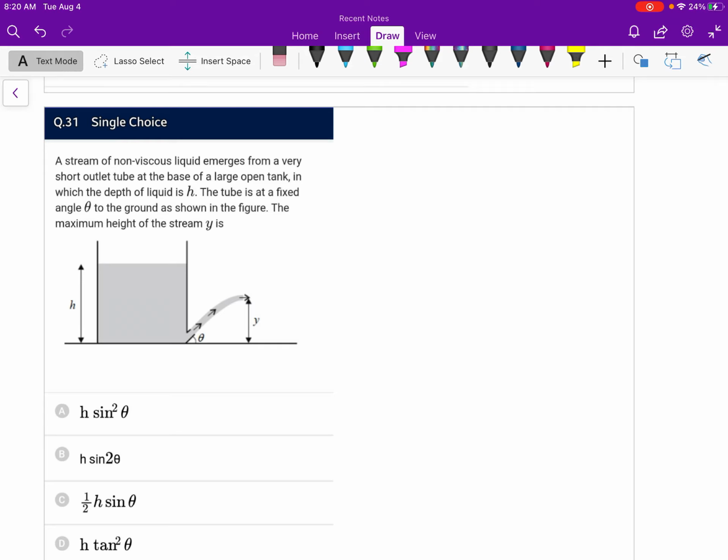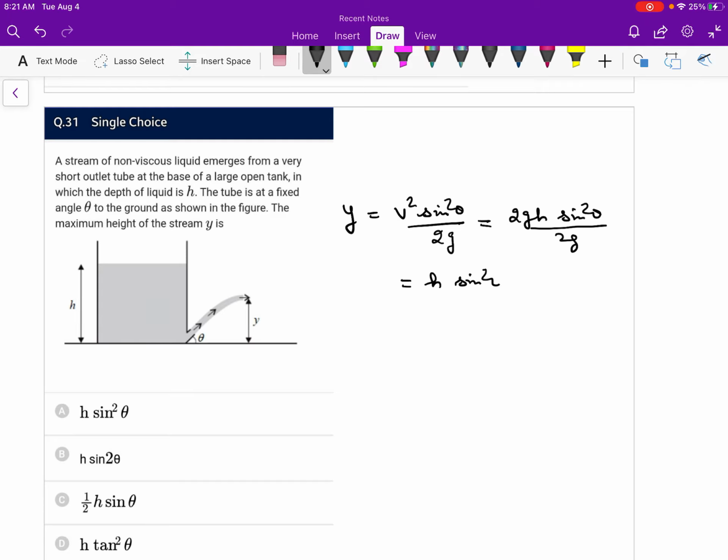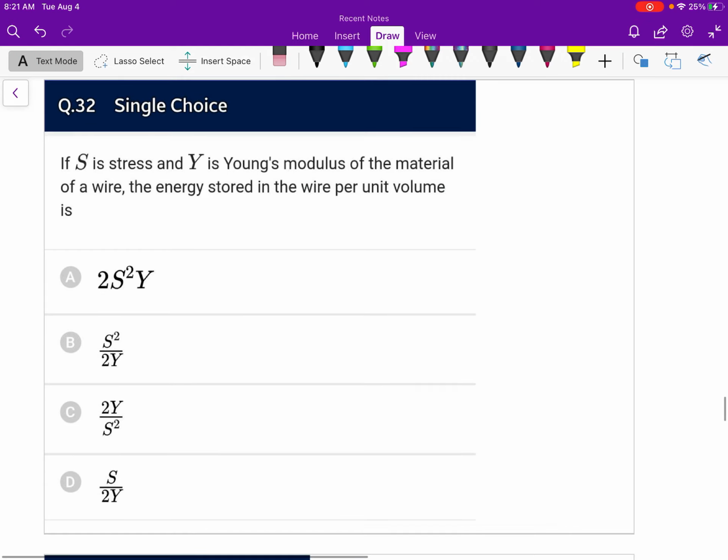So the maximum height of the stream y. So once the stream comes in air, it becomes freely falling particle. So we can treat it as projectile. So y is v square sine square theta upon 2g. Now v square is 2gh. So 2gh sine square theta upon 2g. So that is h sine square theta. So A is the correct option.